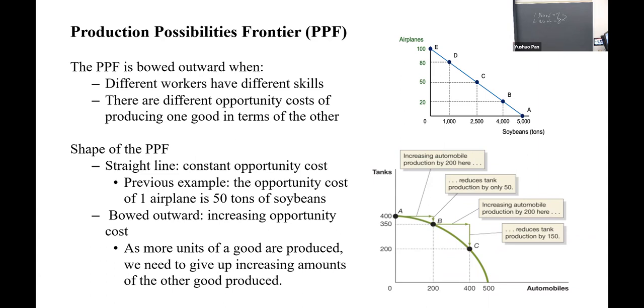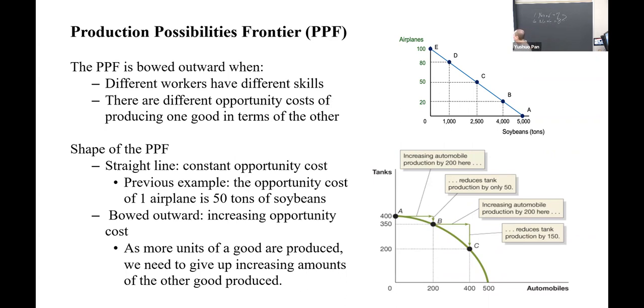The other is there are different opportunity costs of producing one good in terms of the other. For the example we learned before, if we want to give up some airplanes and get more soybeans, if the PPF is a straight line, it means if we want to get one more unit of soybeans, we always need to give up the same amount of airplanes, right? So the opportunity cost doesn't change. If I want to get one more, I have to give up some fixed amount of airplanes.